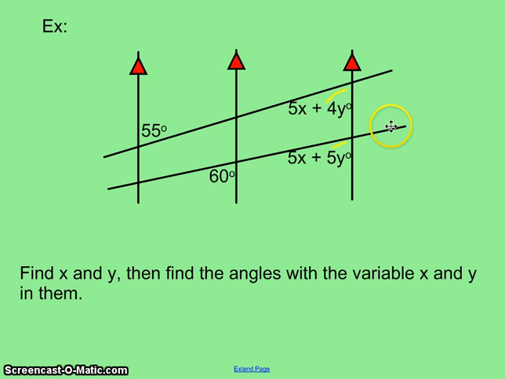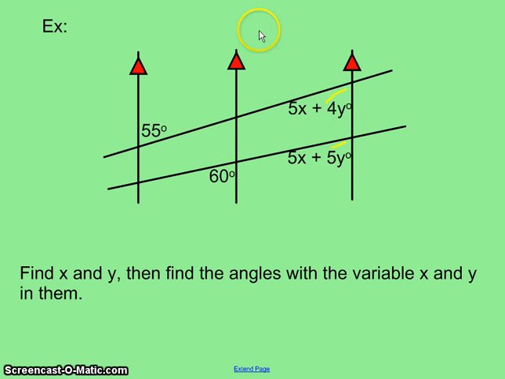Let's see, we got another example here. Now we've got three parallel lines. Looks like we've got a couple of different transversals that are cutting those parallel lines here, and we're supposed to find X and Y and then find the angles that are marked after we find the X and Y. So we need to decide what kind of relationships we have in this.